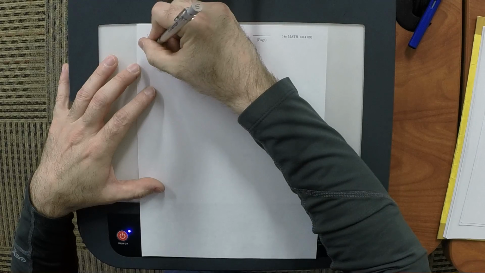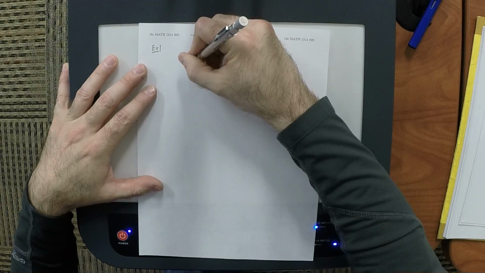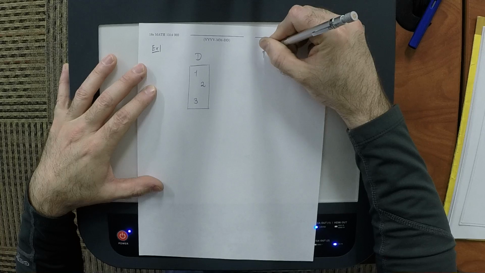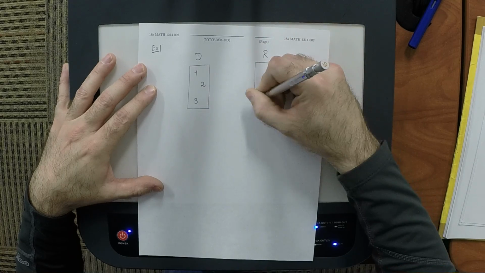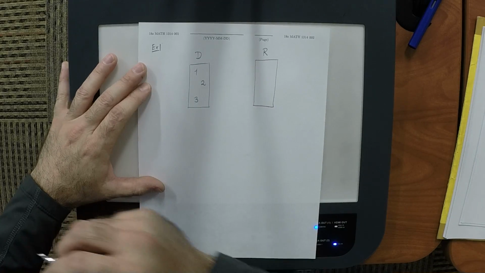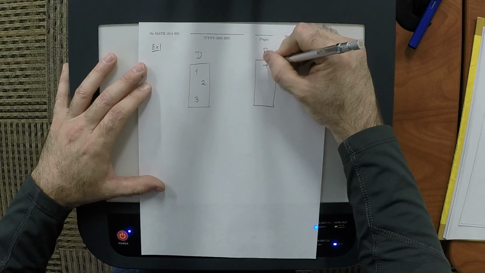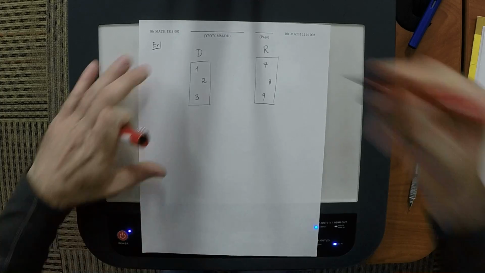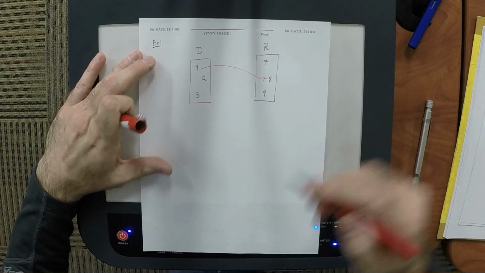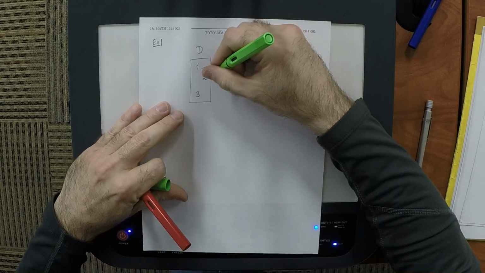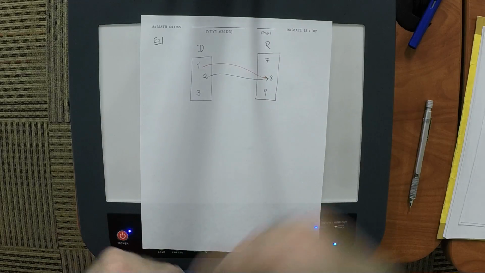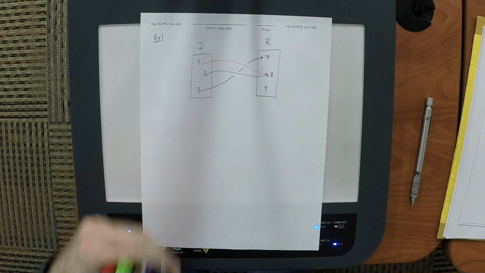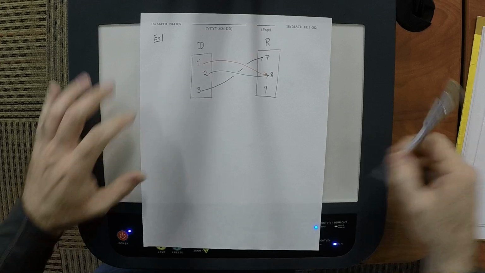So how about this one? So here's the domain: 1, 2, 3. And the range will be 7, 8, 9. Let's say that 1 maps to 8. Let's say that 2 also maps to 8. And maybe 3 maps to 7. All right, so is this a function?